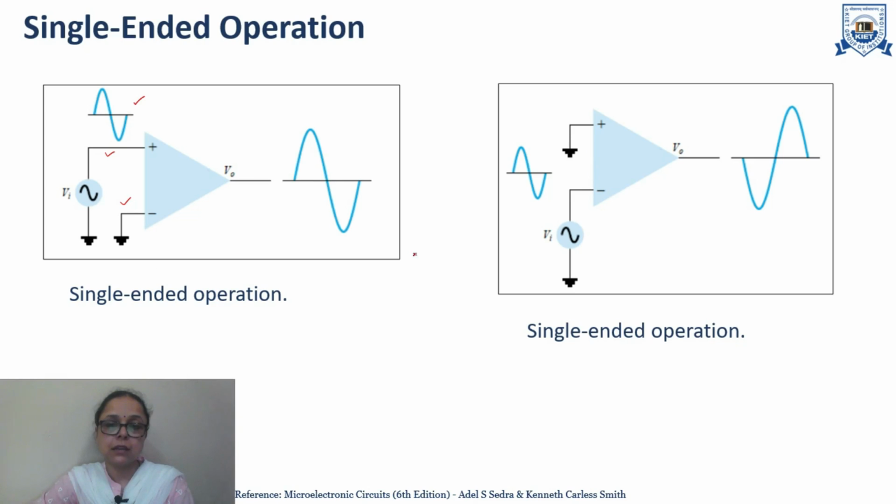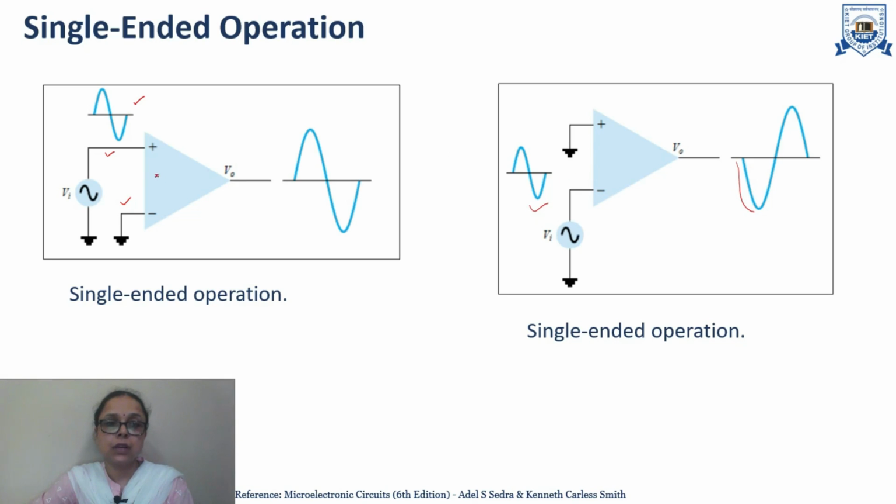Now the second example of single ended operation: when the positive terminal is at ground and at the second terminal we have applied the input. Since the input is applied at the negative terminal, the output is out of phase with the input.